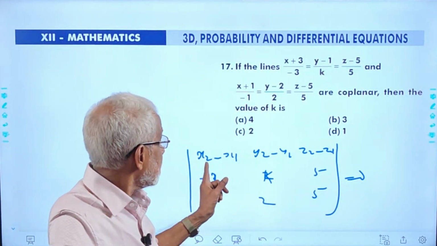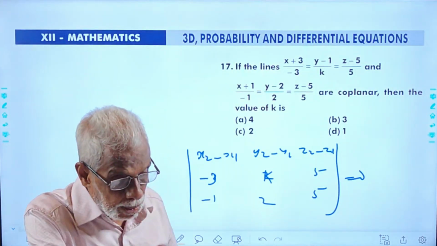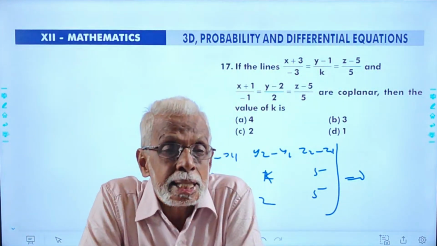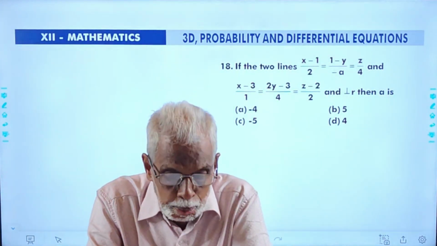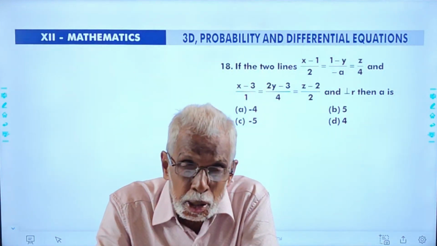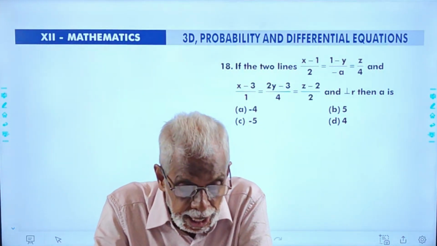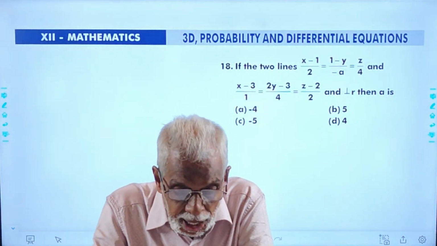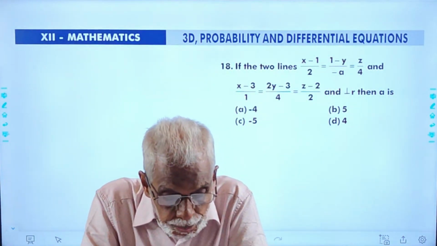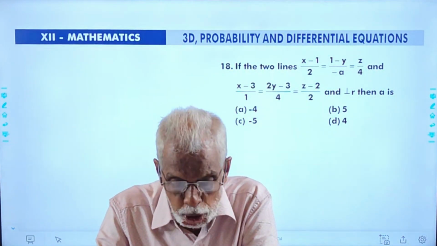Solving the equations, we get the value of k as 1. The two lines are perpendicular. You know, the condition for perpendicular to two lines is a1 a2 plus b1 b2 plus c1 c2 is 0. Then applying the formula, we get the value of alpha as minus 5, C choice.